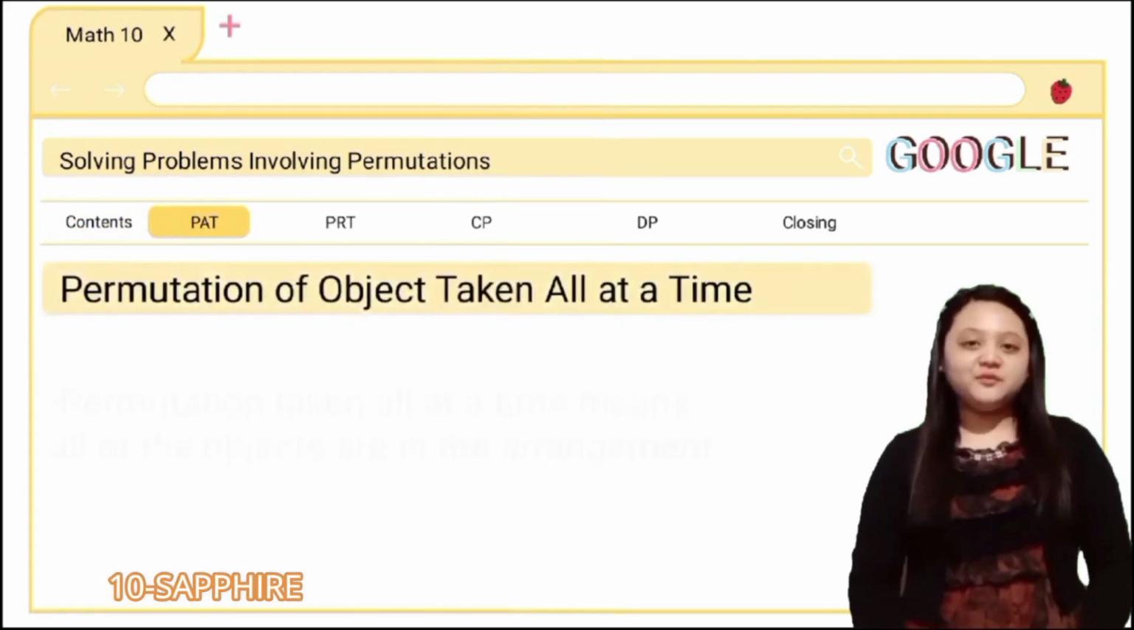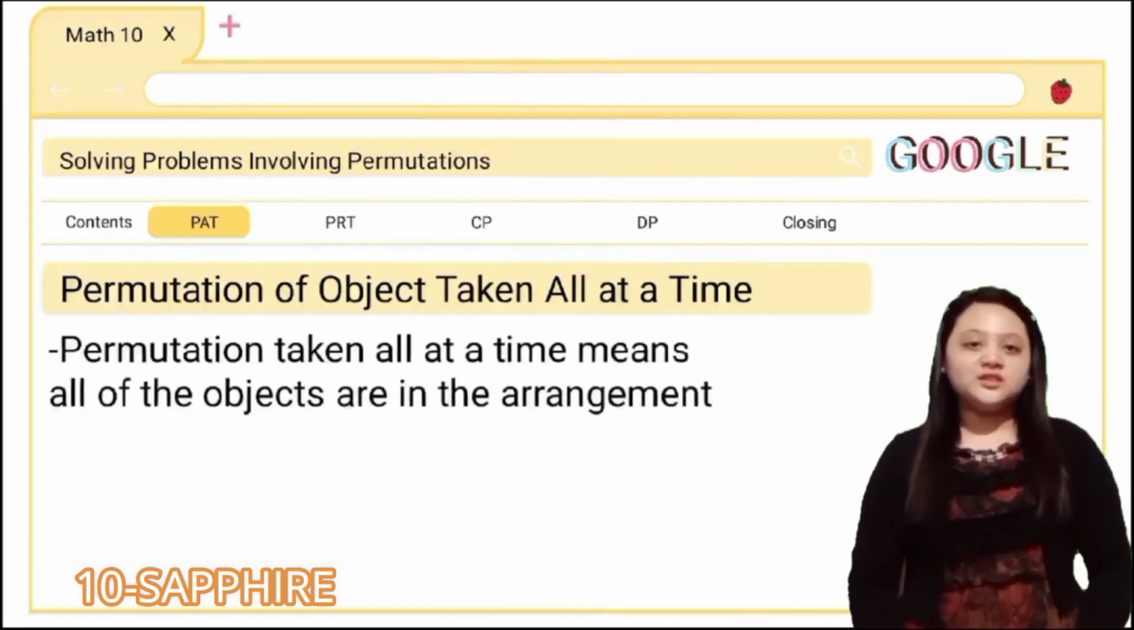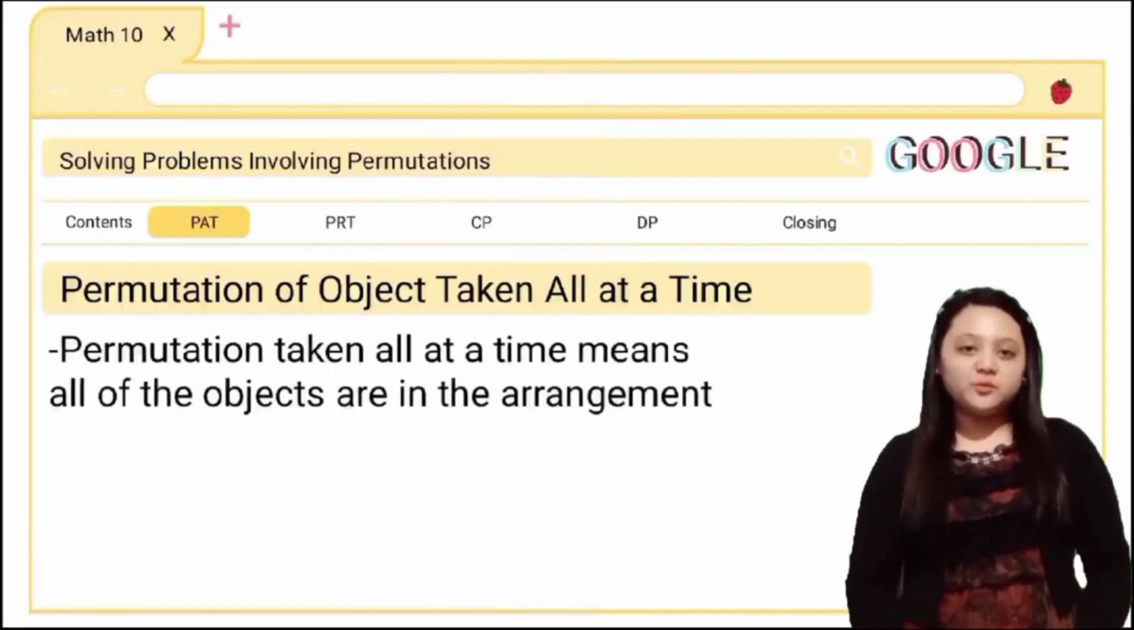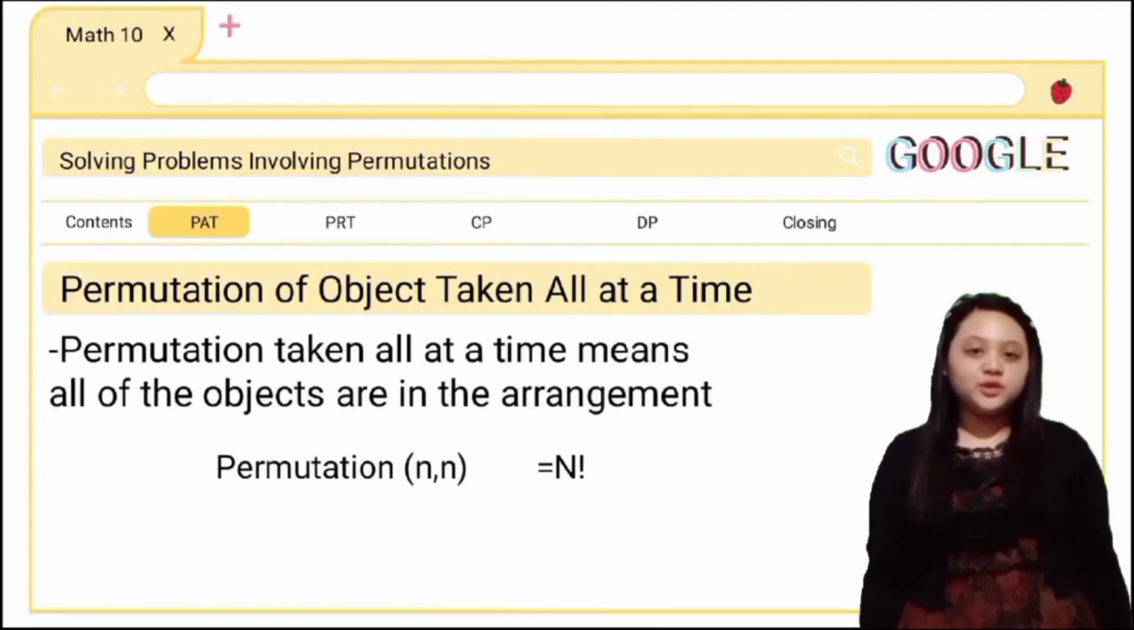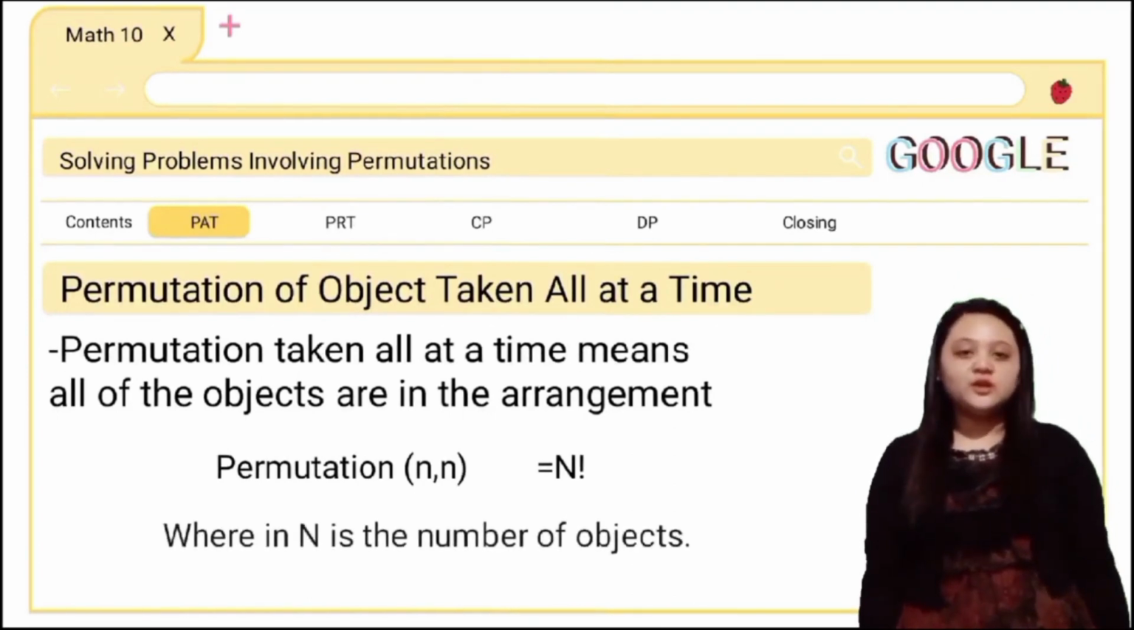Hi, I'm Yancy. First, let's start with permutation of objects taken all at a time. Permutation taken all at a time means all of the objects are included in the arrangement, meaning lahat ng object ay kasama or kasali sa arrangement. This can be used straight in the form of permutation quantity n, n. To solve, we will use n factorial wherein n is the number of objects.